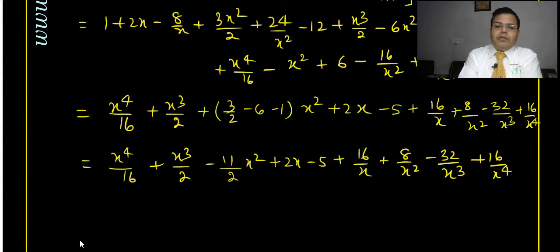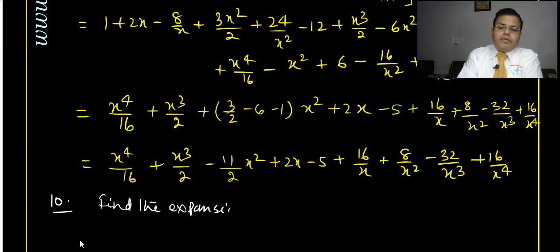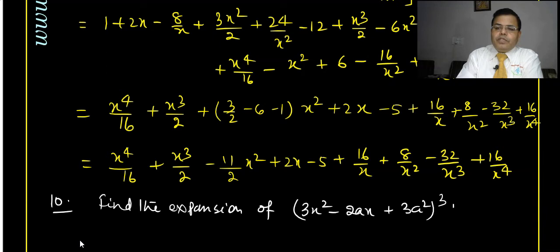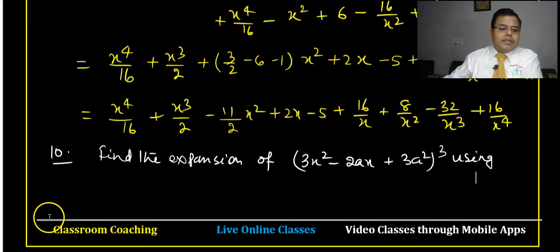So now the question number 10. And the question number 10 is: find the expansion of 3x square minus 2ax plus 3a square whole to the power 3 using binomial. Same question, using binomial expansion theorem.